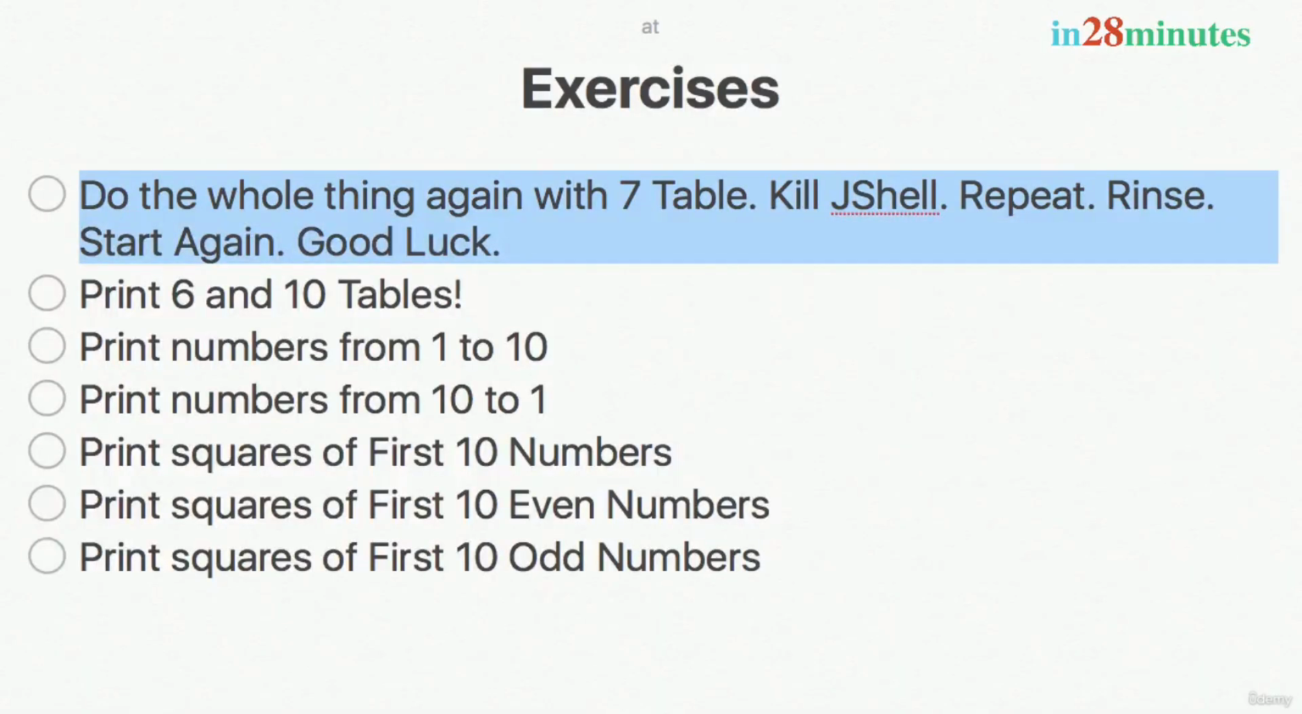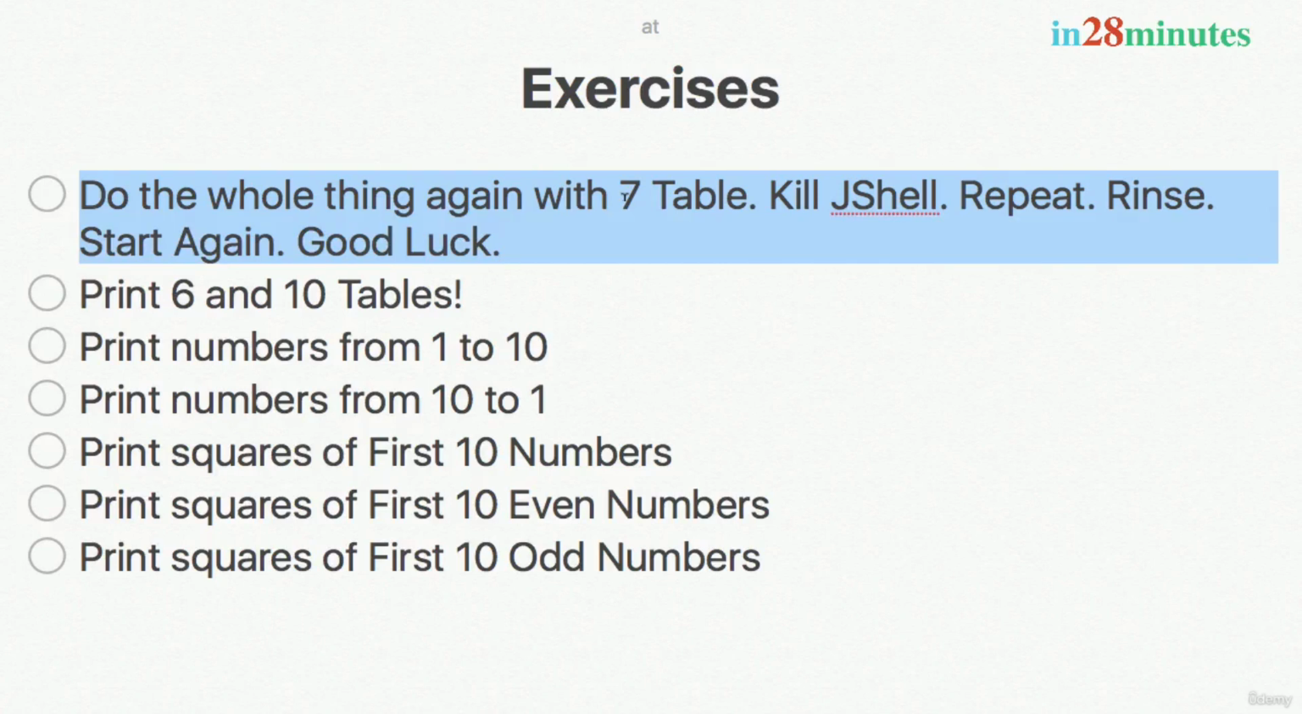The first exercise we would recommend you to do is to do the whole thing again with the 7 table. One of the important things is getting started with programming is a little tough. So there might be a few things which you did not understand properly. I think if you do a second revision through the whole thing, you would learn even more. So if you have a little bit of time, do the whole thing, but instead of the 5 table, try and do the 7 table. And also kill Jshell, kill everything and start off again fresh and give it a try.